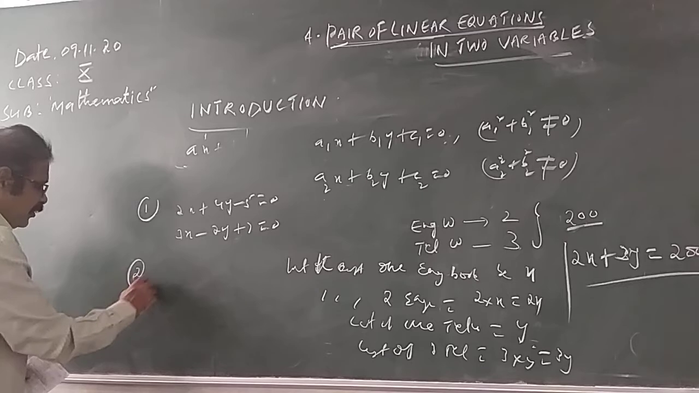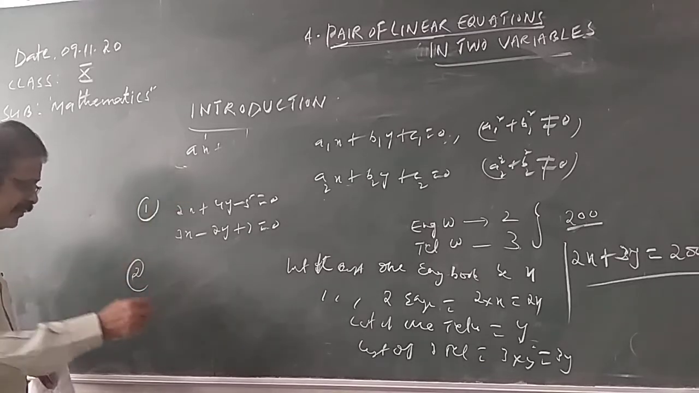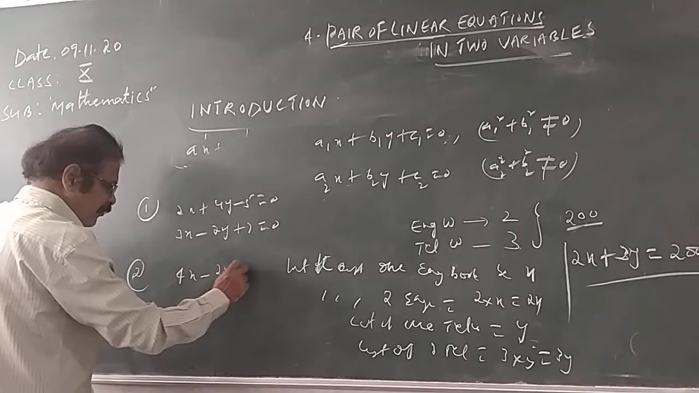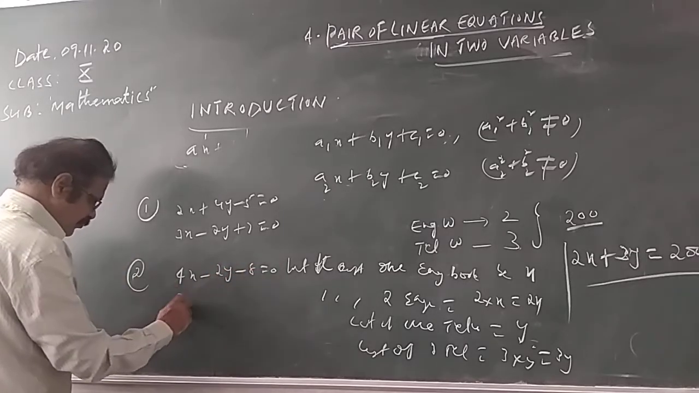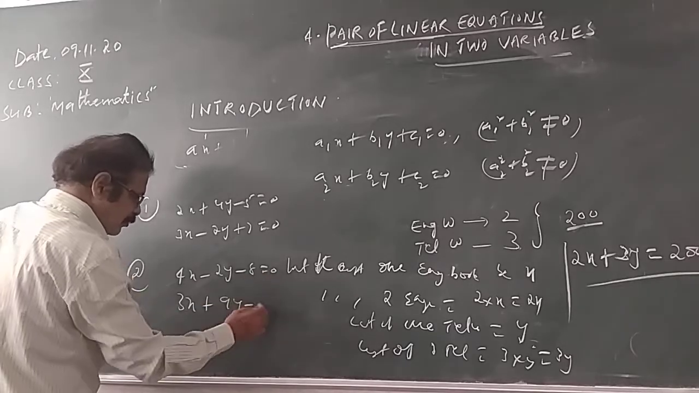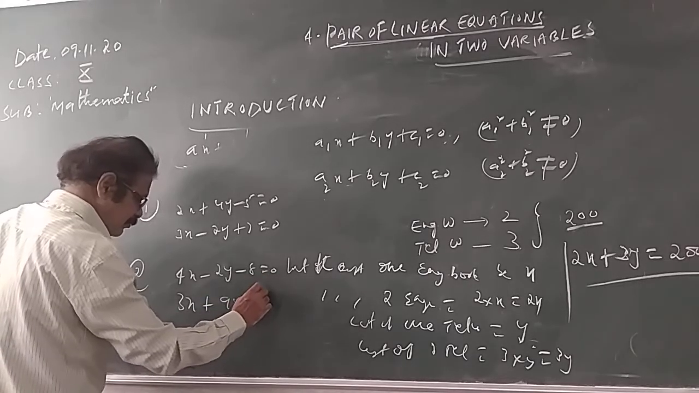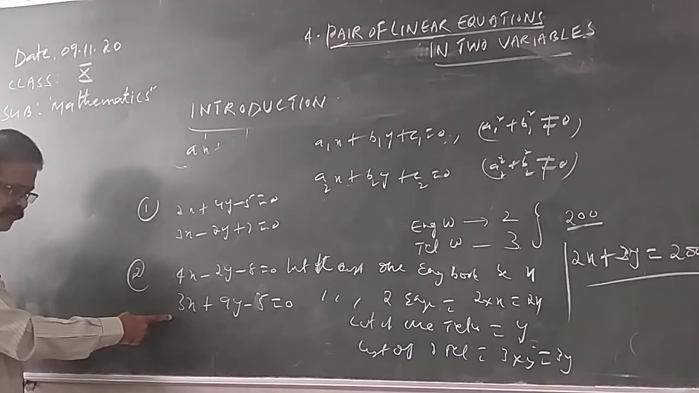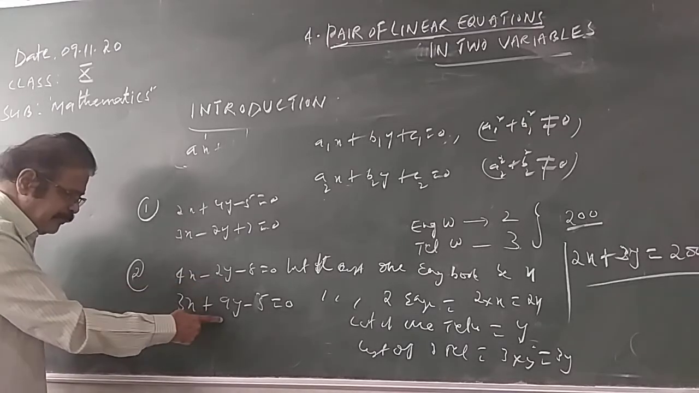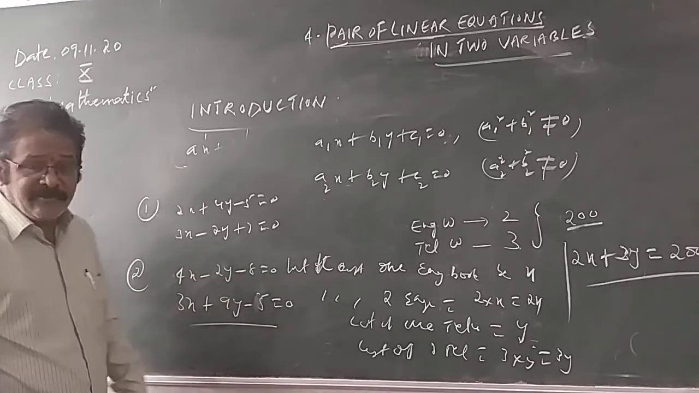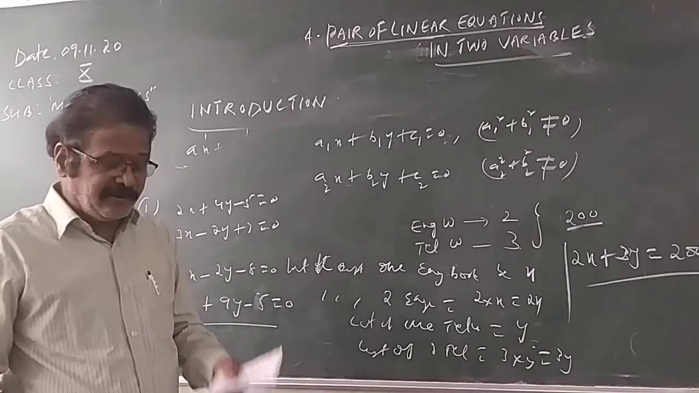One more example. Write an example for a pair of linear equations in two variables. So I write 4x minus 2y minus 8 equal to 0 and 3x plus 9y minus 5 equal to 0. a1 is equal to 4, a2 is equal to 3, b1 is equal to minus 2, b2 is equal to 9, c1 equal to minus 8, c2 equal to minus 5. Like this you can generate a pair of linear equations in two variables.